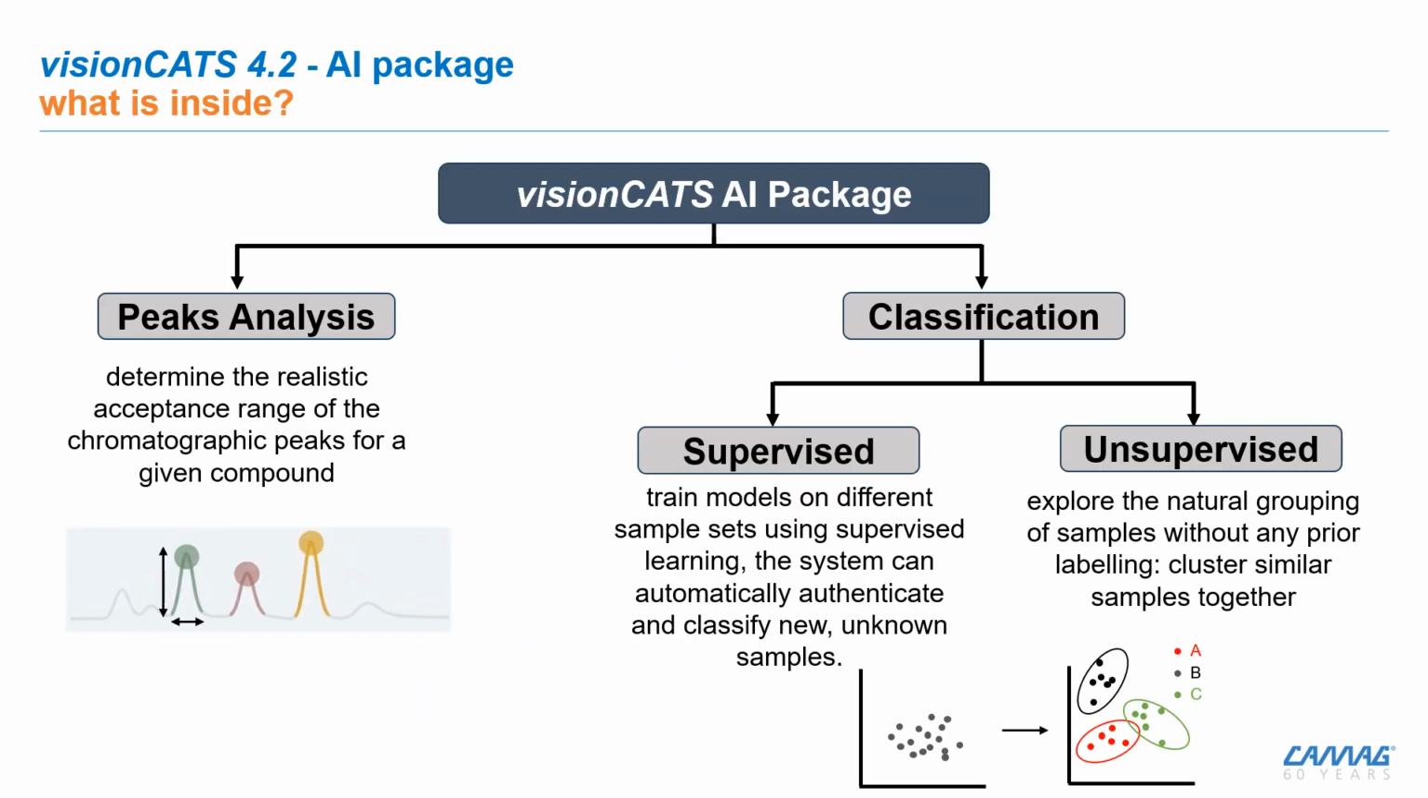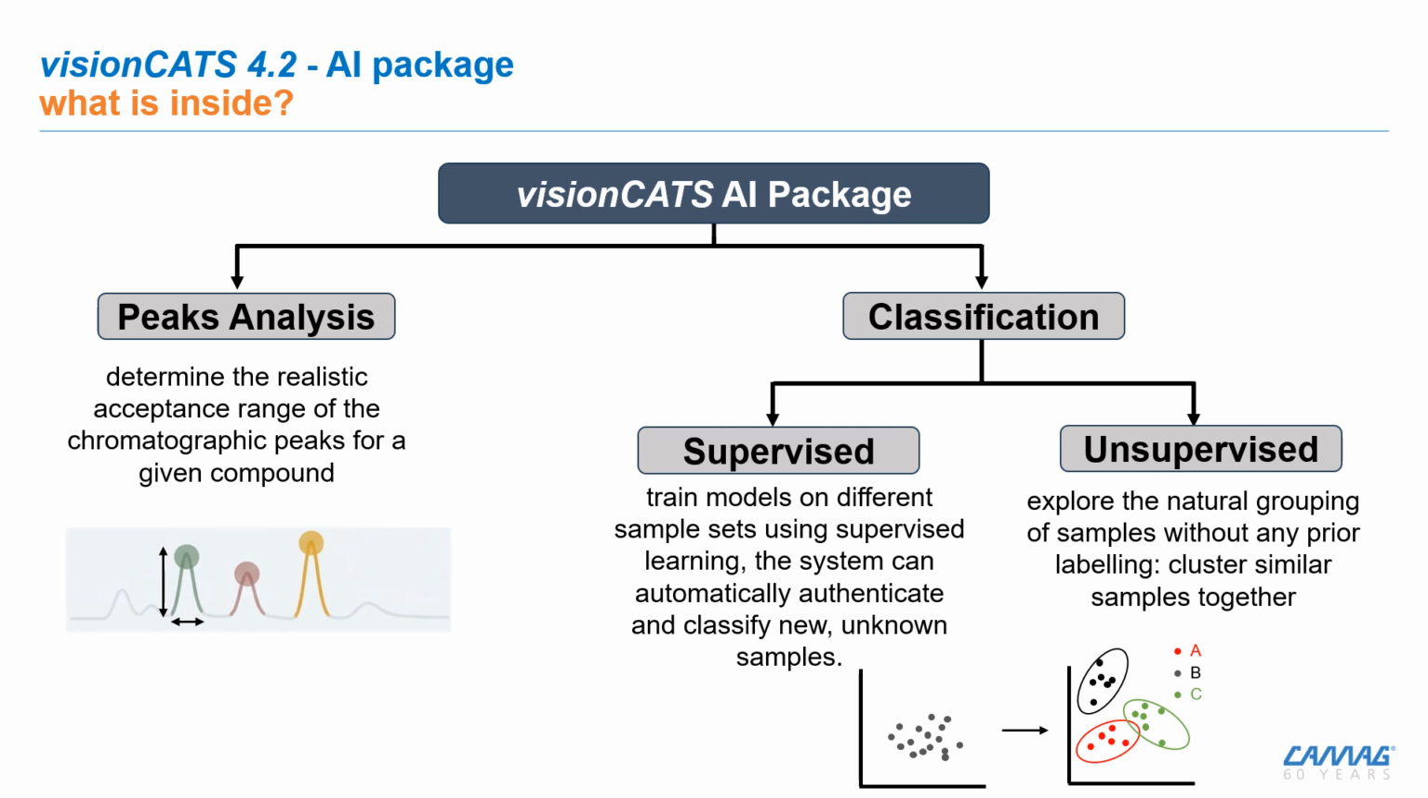So, what are these tools about? The current package introduces two core tools, peaks analysis and classification. The peaks analysis is designed to automatically extract key peak data such as peak area and peak height from selected compounds, and then establishes a reliable acceptance range based on high-quality reference data. This provides a clear, realistic acceptance range for chromatographic peaks of a specific compound or multiple compounds.